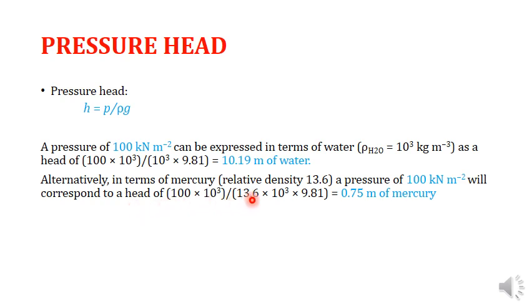We are multiplying the rho with the relative density 13.6, and you are multiplying it with the G 9.81. This head, or the pressure head, should be 0.75 meter of the mercury. So fluid to fluid, the pressure head is going to be varied.